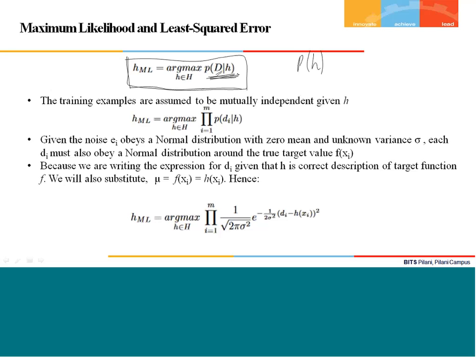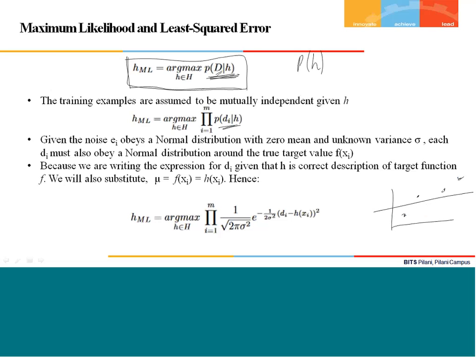Okay. So the training examples are assumed to be mutually independent given h. This is from naive Bayes, you know what is mutually independent given h. It is the same assumption we made in naive Bayes, right? Once the label is given, everything is independent. So once you know the hypothesis, every point is independent. If there are 5 points and you know the hypothesis, you can say all these points are independent of each other, right?